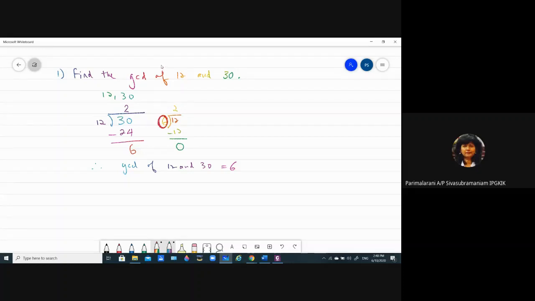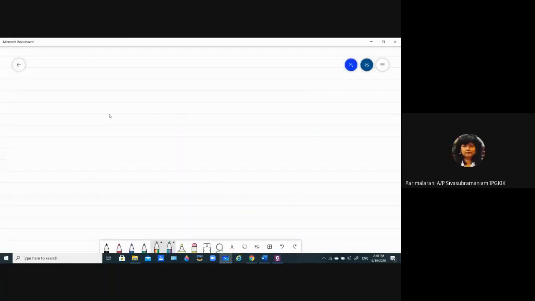Can you understand that? Yes. Okay, we'll go on to another example. I'm writing a little bit differently now. Find the GCD of 123 and 36. So how do we start? Step 1, identify the larger number and divide it by the smaller number. So 36 and 123.